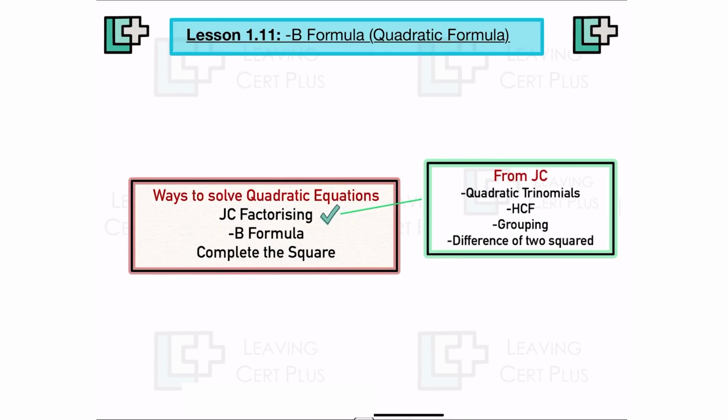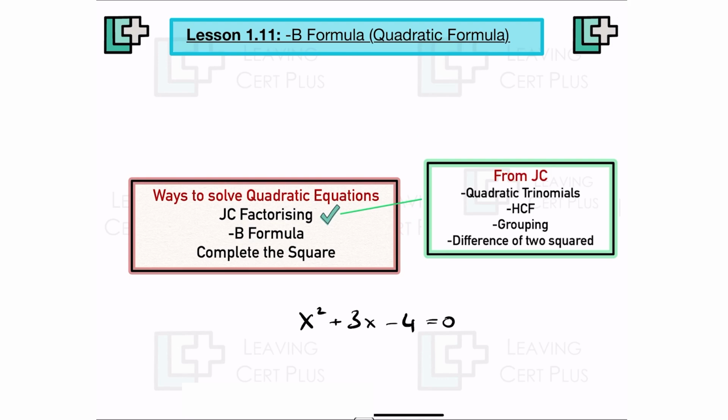This is lesson 1.11, where we're looking at the quadratic formula or the minus b formula. There are a number of ways to solve a quadratic equation like what we have here. And what I mean by solve is basically just find the roots of that equation. So first of all, you're going to have to factorize and then put your factors equal to 0. We looked at this with our Junior Cert factorizing.